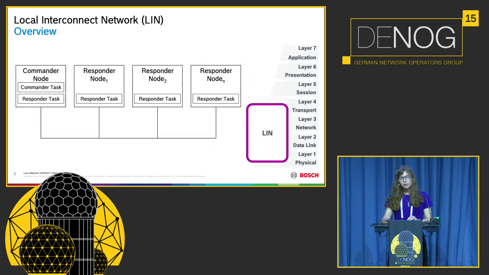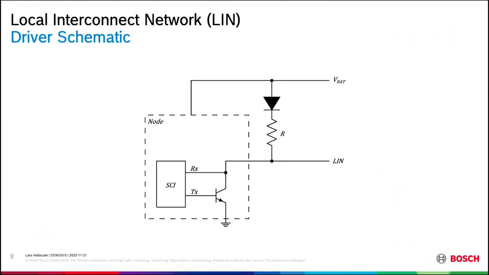OK, so let's start with having a look at the Local Interconnect Network, or LIN for short. It's a hierarchical bus system, so you have one commander node and up to 15 responder nodes. And it's relatively cheap. It only needs one wire for transmission. And its operating voltage is at about 12 volts. So the driver here looks relatively simple. You have the LIN line, the one wire where this is transmitted, connected over a pull-up resistor to the battery voltage. And the serial communication interface can read the voltage level from the LIN line. And to transmit data, it has a transistor which it can use to pull the line to ground.